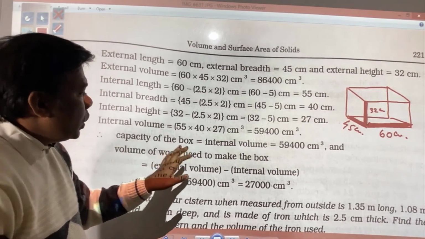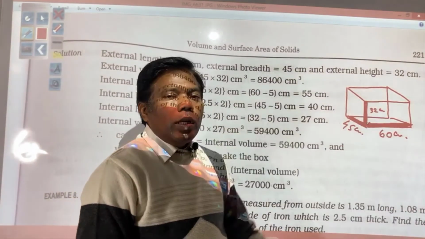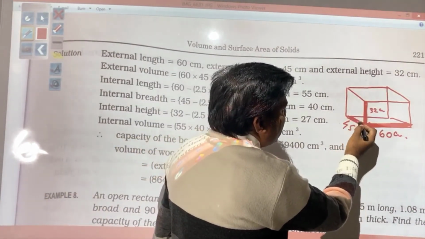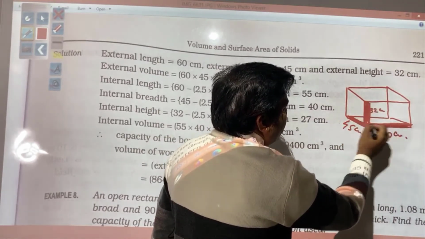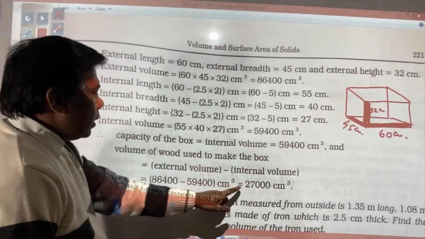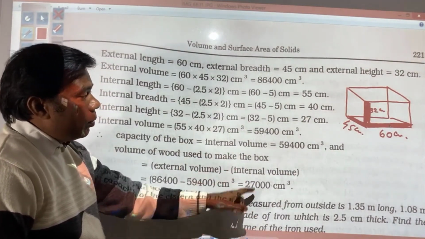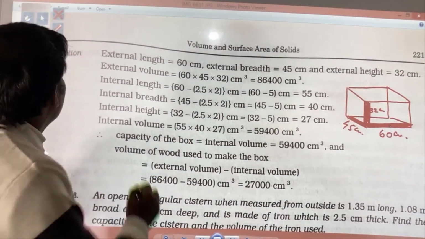Volume of the wood used to make the box will be what? Difference of both the volumes. So if you are finding the difference, this volume you will get. This volume only you will get. So just subtract that, and what you will get will be the thickness, that will be the volume of the wood that has been used for making the box.